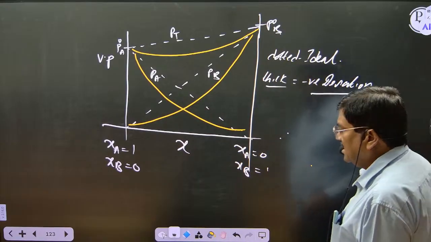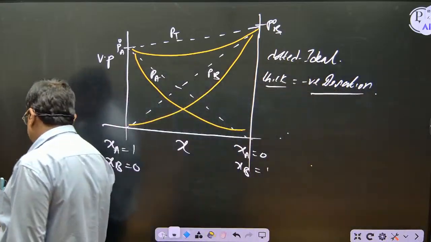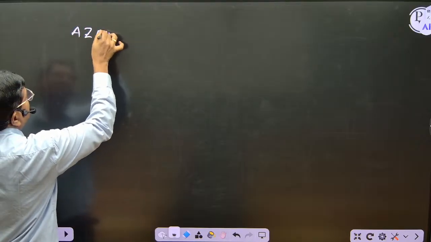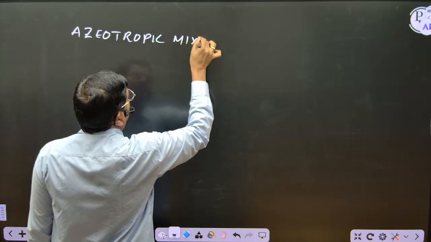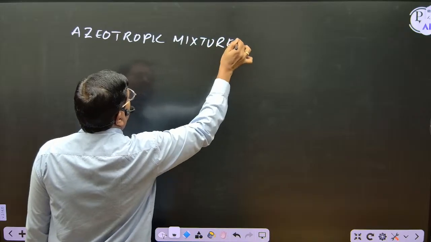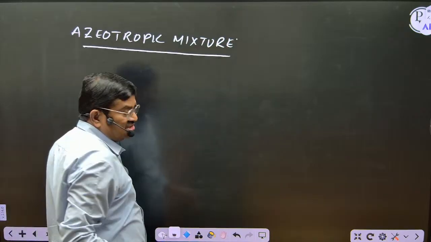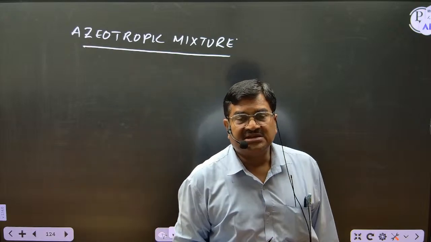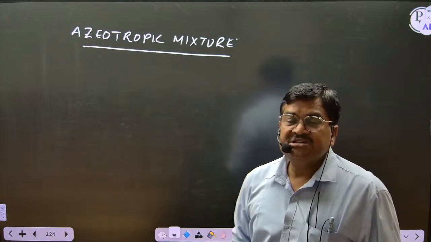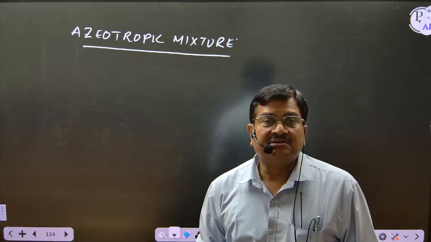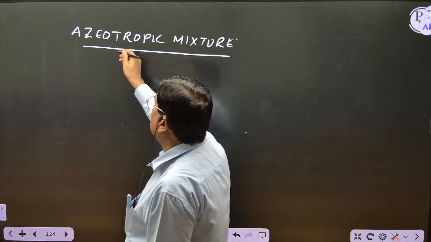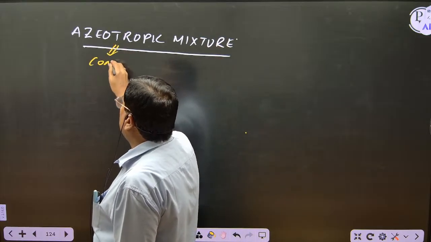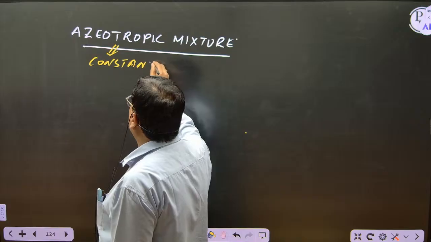Now, beside, next heading, azeotropic mixture. Now, this is important. See, in exam, they are asking about azeotropic mixture. Now, observe here. What is azeotropic mixture? Important, student. In exam, they are asking questions on this. Azeotropic mixture is called constant boiling mixture. We call it a constant boiling mixture.